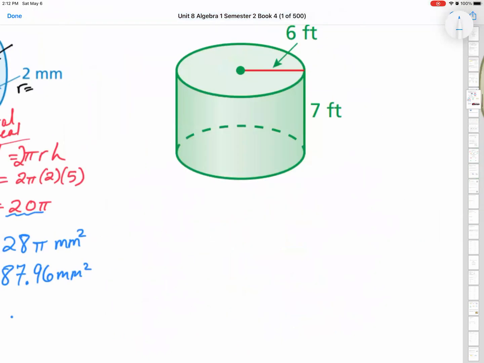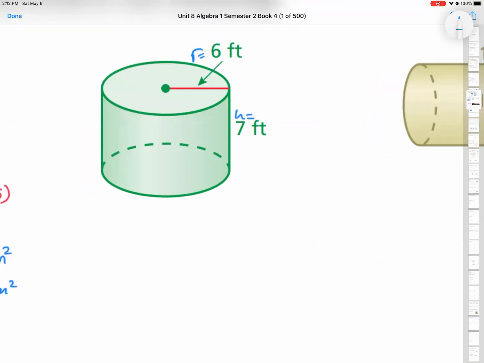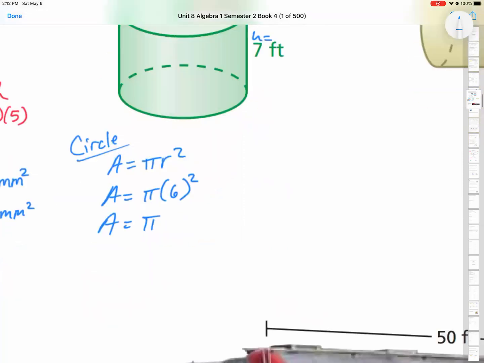All right, looking over at number 2, again, here's our radius and here's our height. And so we're just going to break this up. So we have our circle, and the area of a circle is pi r squared. So we're breaking this up where we just find the circle. We know our radius is 6, squared. And then we have 6 squared, which is 36. So we end up with 36 pi.